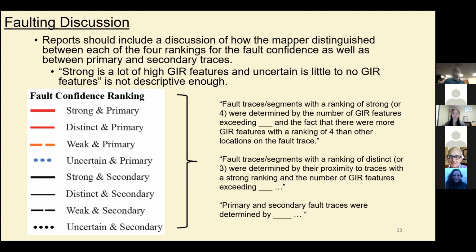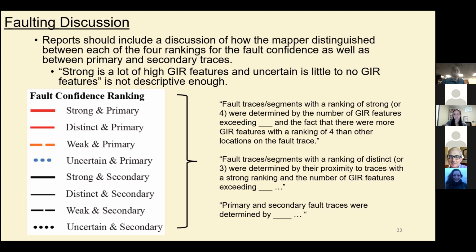So just write out the process in full. It could be as simple as, I determined it was strong because it had this many features, or distinct because of this. We want you to explain each of them in the assignment and how you came to the conclusion for each of the fault confidence rankings. It could be as simple as, it was distinct because it was next to a strong one, but it didn't have as many GR features, or they weren't as high of a ranking. And then we also want a little description of the primary and secondary traces and how you distinguished between the two.